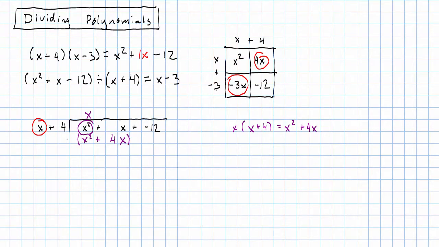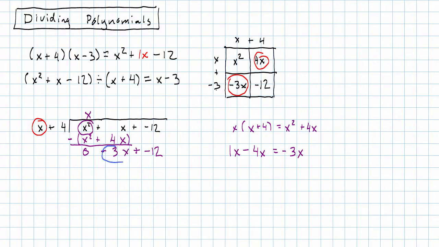And now the tricky bit. We need to subtract. X squared minus x squared, of course, is going to be just 0. X minus 4x, right, coefficient is invisibly 1, is negative 3x. And now, just like in long division, we bring down the next term. Once we've brought down the next term, we're ready for the next round.